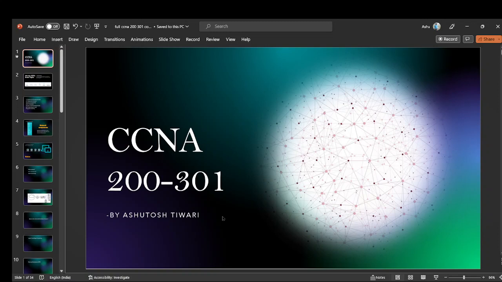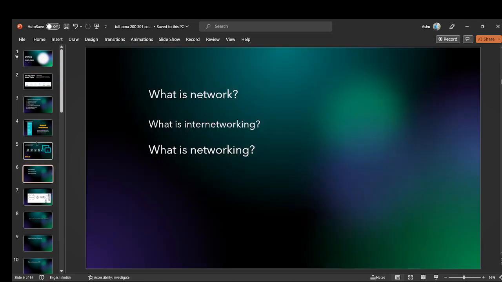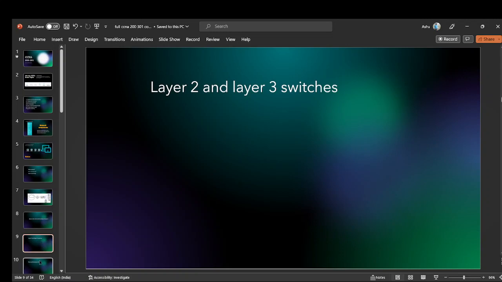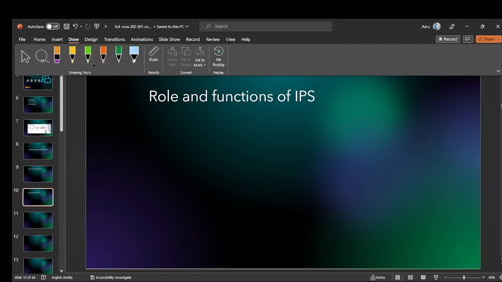Today we will start a new point related series CCNA 200-301 and the first module, network fundamentals. We are here, network fundamentals. Now we have covered many points: networking, nodes, network components, roles and function of router, layer 2, layer 3 switches. And now, what is the role and function of IPS? Intrusion prevention system. That is the point.